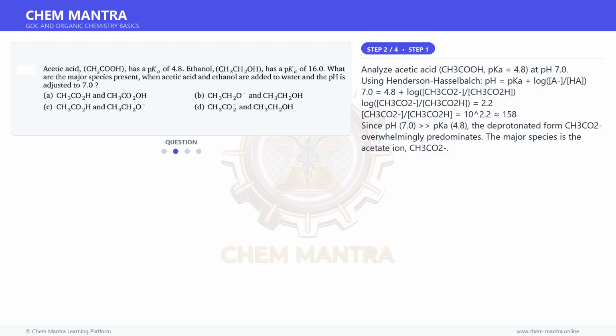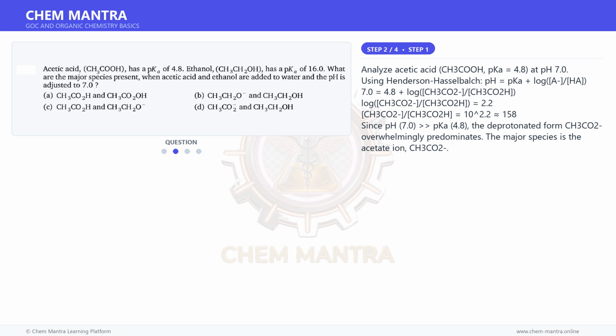Moving on to the next step. Analyze acetic acid, CH3COOH, pKa equal to 4.8 at pH 7.0. Using Henderson-Hasselbalch, pH is equal to pKa plus log [A-]/[HA]. 7.0 is equal to 4.8 plus log [CH3COO-]/[CH3COOH]. Log [CH3COO-]/[CH3COOH] is equal to 2.2.